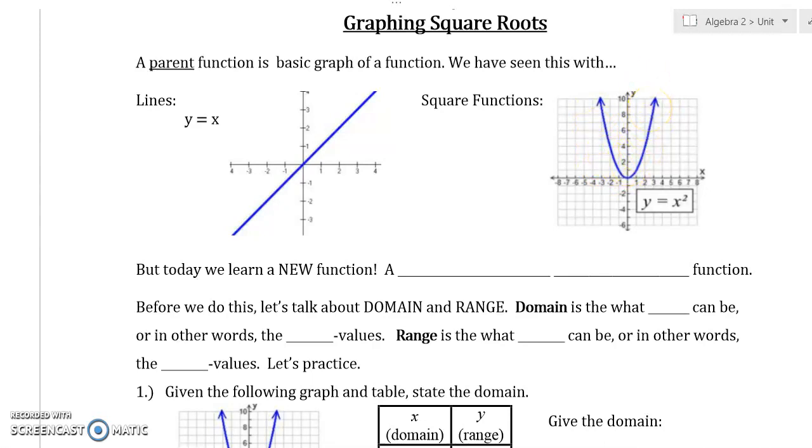Today our focus is going to be on a new function. It's called a square root function. Alright, so that's what we're going to be studying today, the square root functions. So before we do, let's refresh our minds on domain and range. Remember that domain is what x can be, in other words, the x values. Range is what y can be, in other words, the y values of the graph. So let's go ahead and practice this idea first.